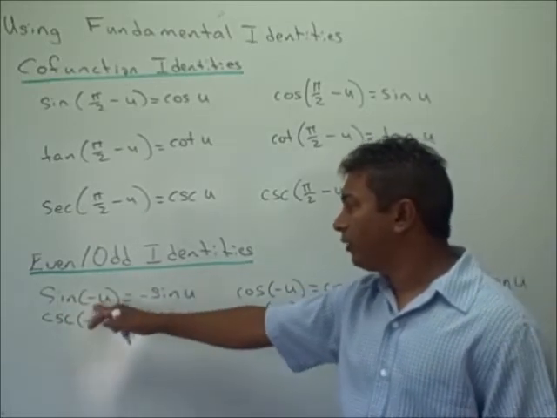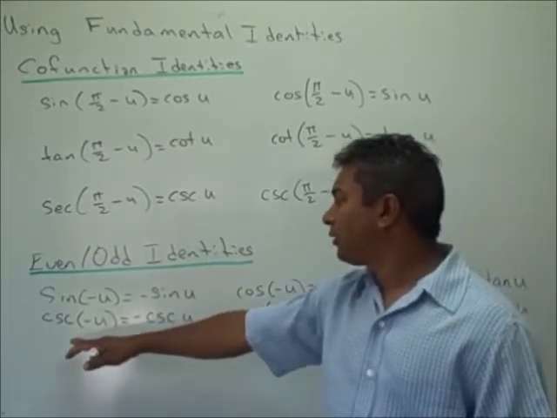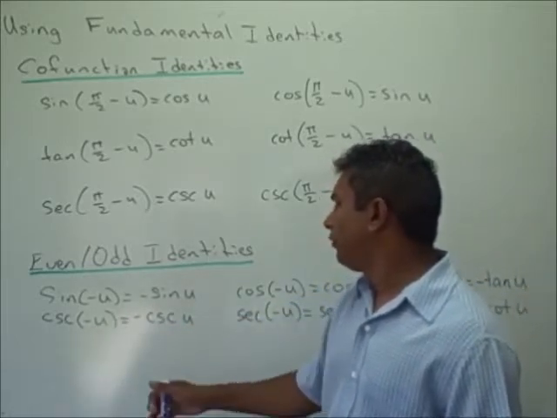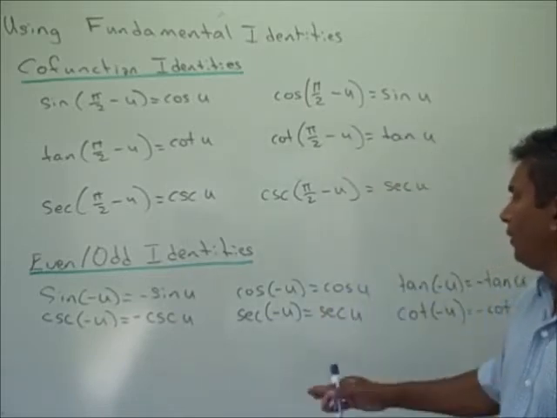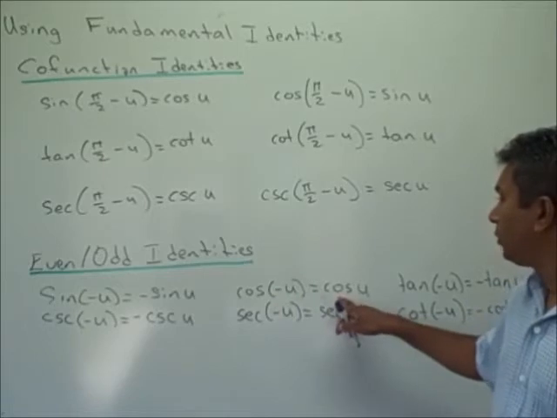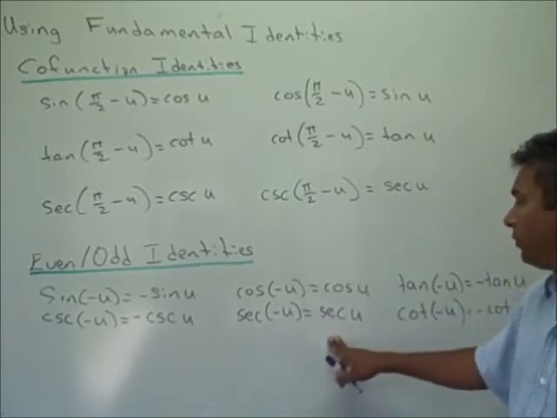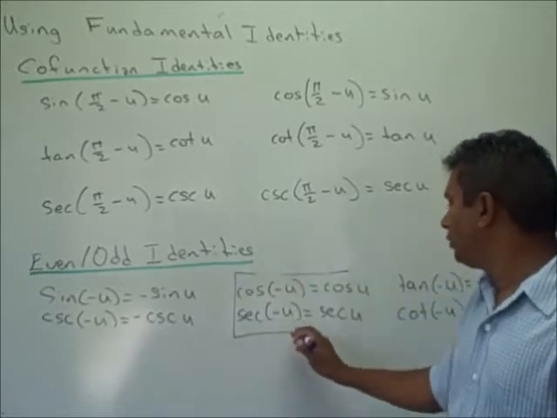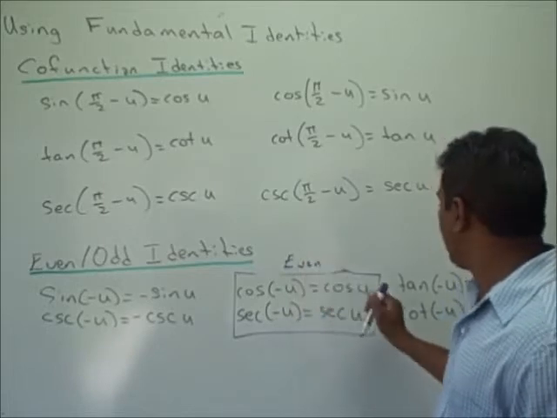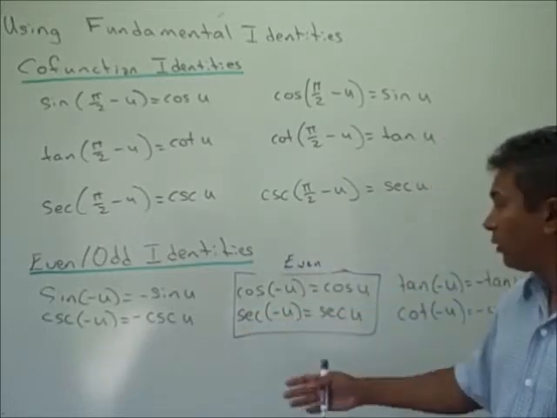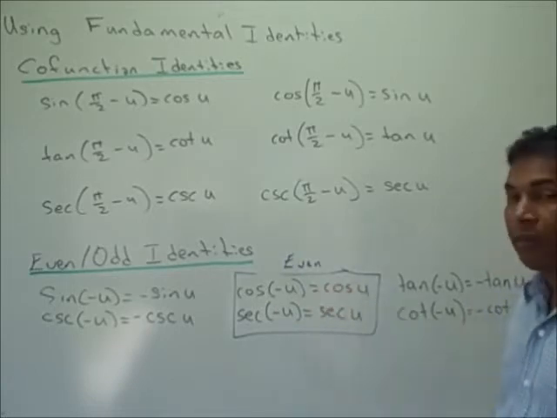We know that the sine of negative u is equal to negative sine of u, and the cosecant of negative u is equal to negative cosecant of u. We have cosine of negative u is equal to cosine of u, and the secant of negative u is equal to the secant of u. So these two are our even functions, and the other four are odd functions. So the cosine or secant of a negative angle is the same as the cosine or secant of that positive angle.